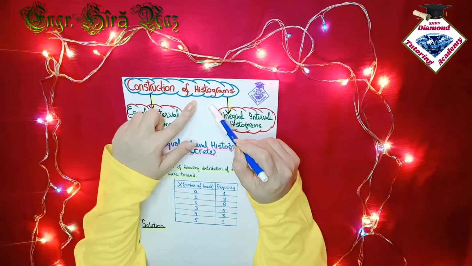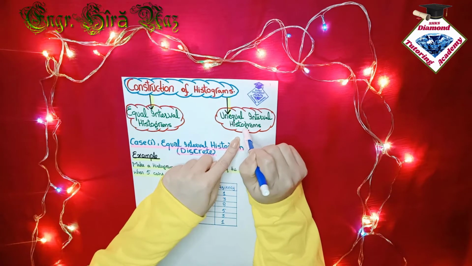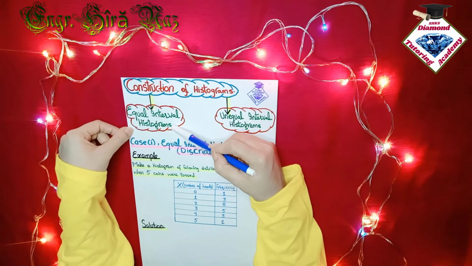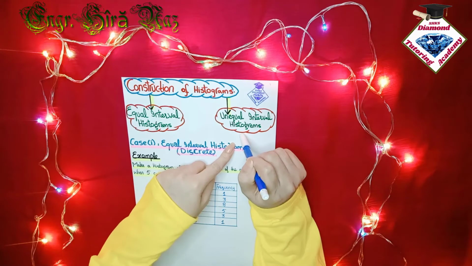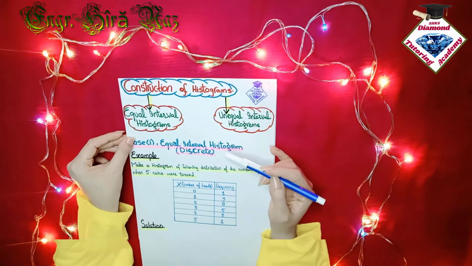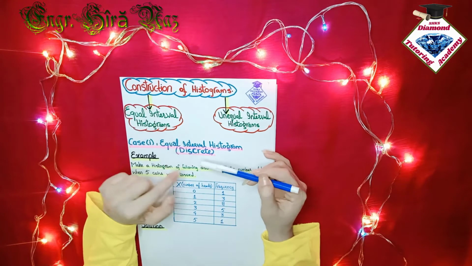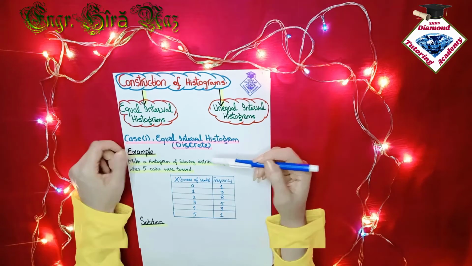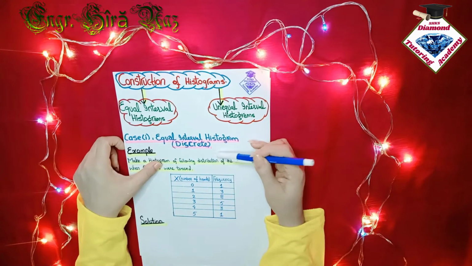Histogram can be constructed for equal intervals as well as for unequal intervals. So, on this base, we have divided its construction into two cases. Case 1 is histogram for equal intervals and case 2 is histogram for unequal intervals. We will discuss them both one by one. Let's start with case 1, which is further divided into two scenarios. First is for discrete values and the second is for continuous values. So, start with the first one, construction of histogram for equal intervals and discrete values.